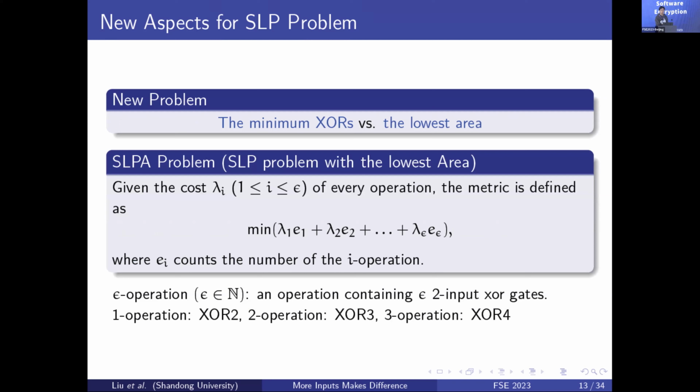So we propose the SLPA problem. It's an SLP problem with the lowest area. We use the epsilon operation. It's an operation containing epsilon 2-input XOR gates. Then, given the cost of every operation, the metric is defined by the following equation. Using this equation, we can find the circuit with lower area.